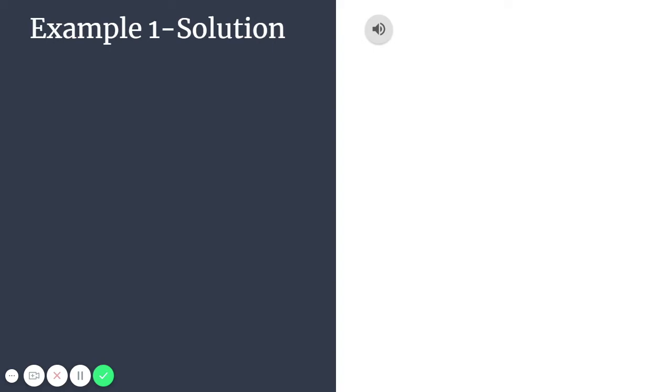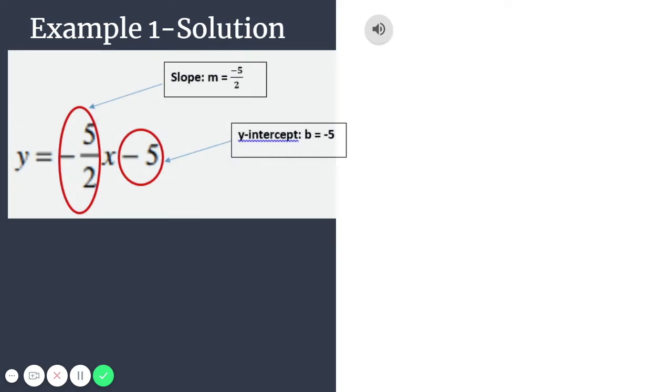In example 1, both of the equations have the slope circled as well as the y-intercept. Notice in the first equation, the slope is a fraction, and so it is just the portion of the equation in front of the x, which we call the coefficient. So the slope in the first equation is -5/2. The y-intercept in the first equation has a minus or subtraction sign in front of it, which makes it negative. So in the first equation, our y-intercept is b equals -5.